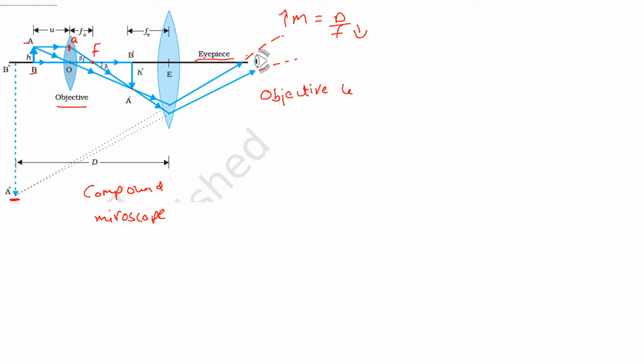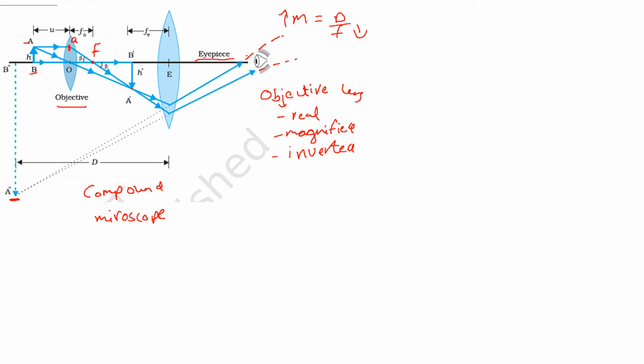So first, when the object passes through the objective lens, the image that you have is real, magnified and inverted. As you can see, instead of AB, the image A dash B dash is on the opposite side of the principal axis. So the image will be real, magnified and inverted.